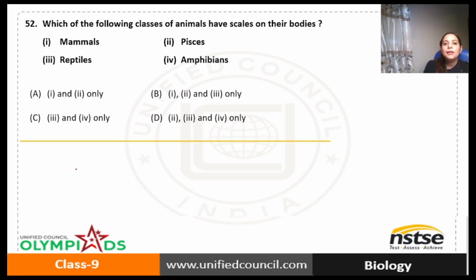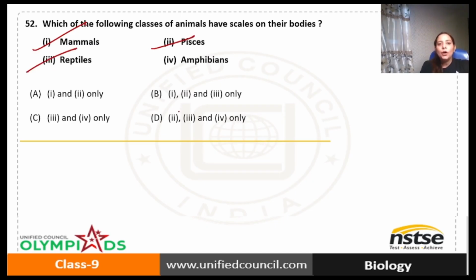But before that, we have to learn something about these classes. Basically they have a few important characteristics. And out of them, which have scales would be, what do you think, 1 2, 1 2 3, or 2 3 4? What do you think would be the right answer here? Yes, you got it right. It is option B, that is 1 2 and 3. They have scales over their bodies.